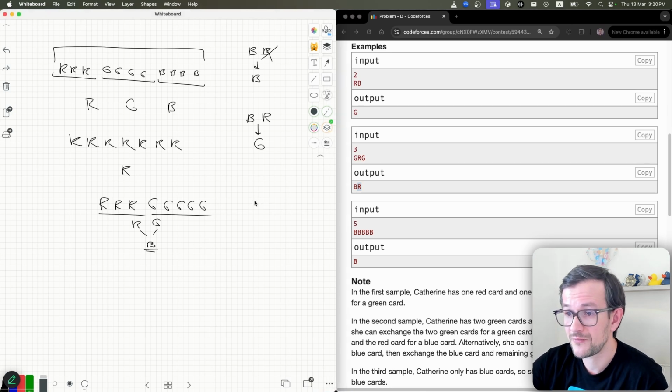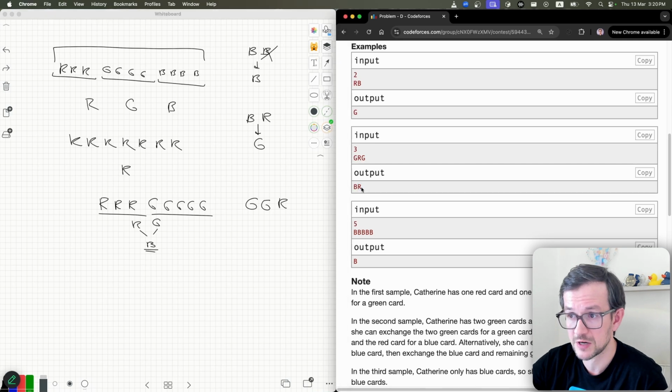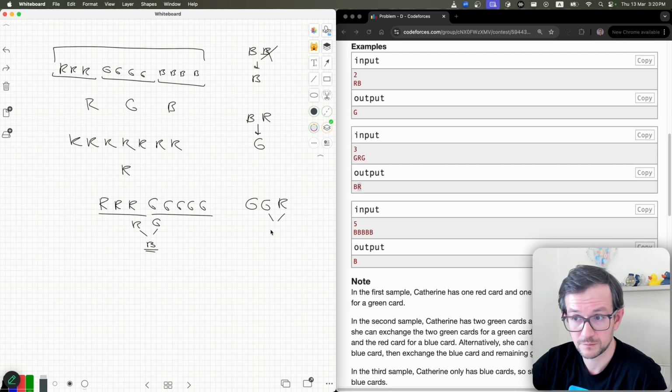So if you have two green cards and one red card, you can get a red card in the end. Okay, how do you get a red card? You need to combine these cards first, and then combine these cards to get a red card. And you can do it if you have at least two green cards. So again, if I have two types, let's say green and red, and I have at least two green cards, I can make a red card. And vice versa, if I have at least two red cards, I can make a green card.